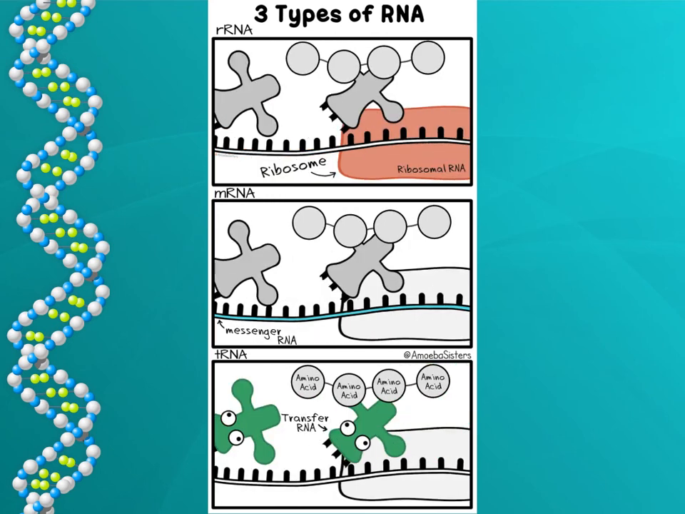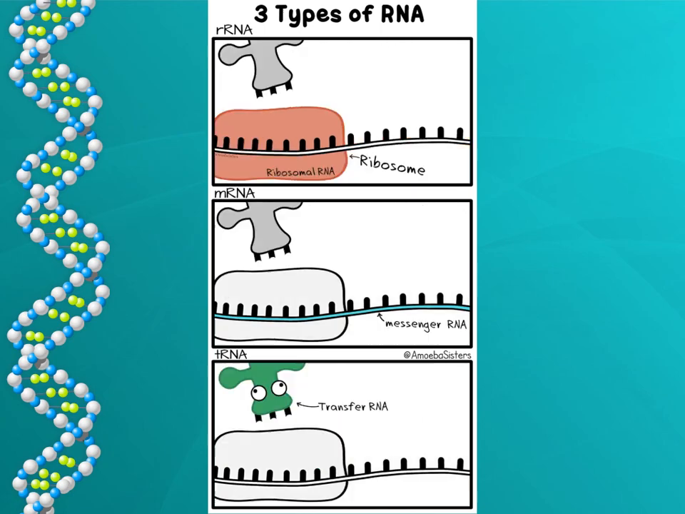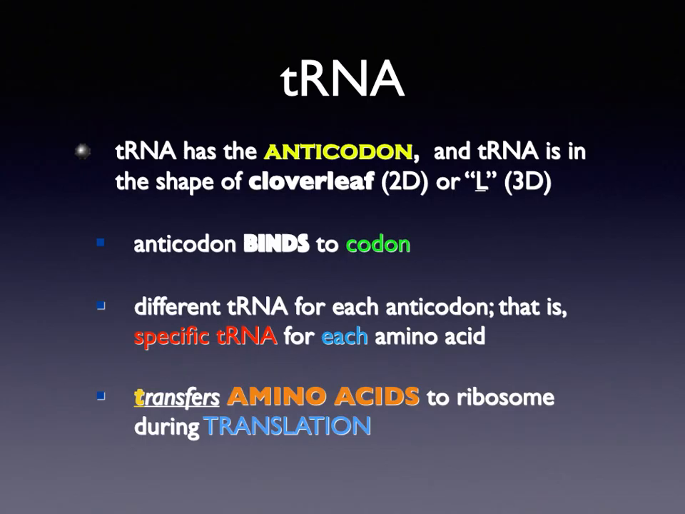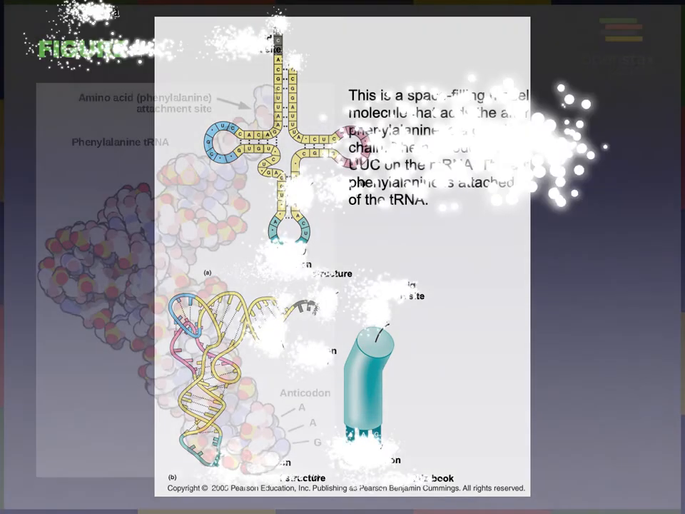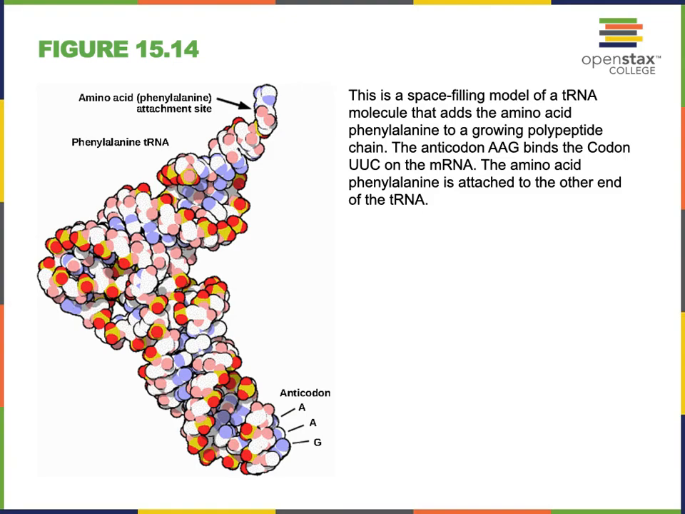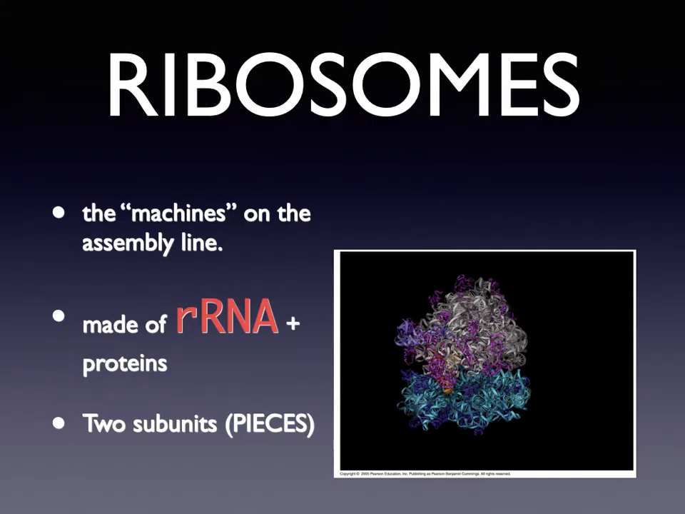Shout out to the Amoeba Sisters for putting out such a good GIF. tRNA has the anticodon. It's going to bind to the codon. You have a different tRNA for every amino acid, and it gets its name tRNA because it transfers amino acids to the ribosome during a process called translation. More about that coming up. Here it is in its cloverleaf structure, and in a 3-dimensional model, it looks like a bent firecracker. Another picture of the bent firecracker that's more technically correct.